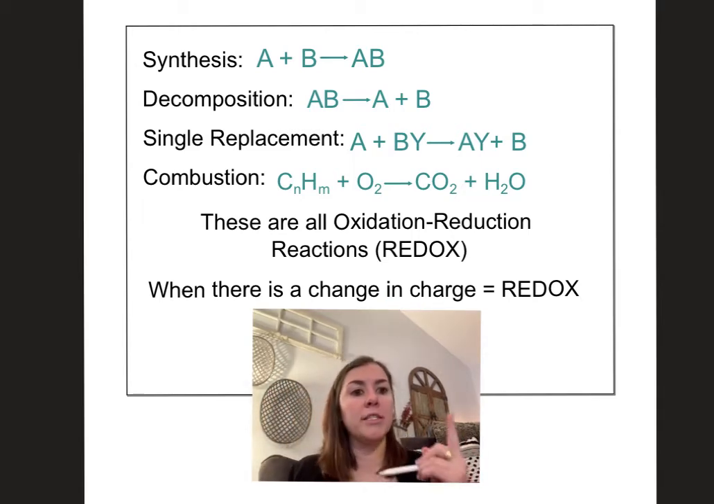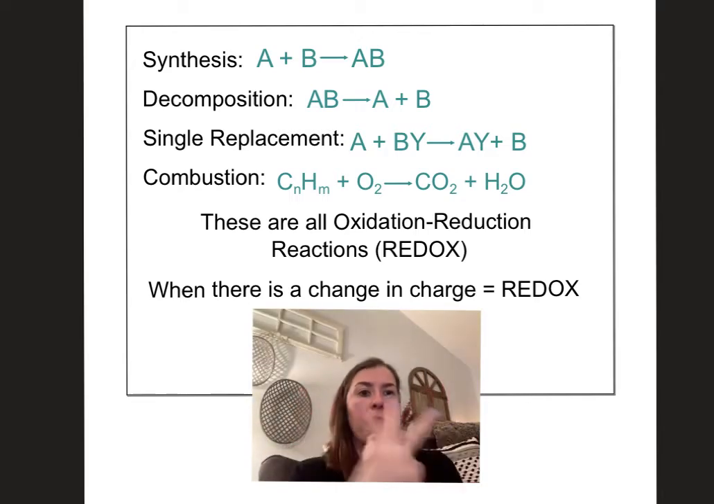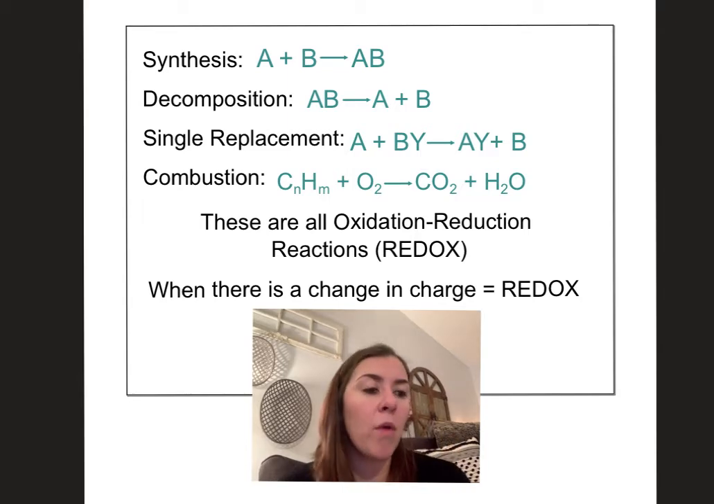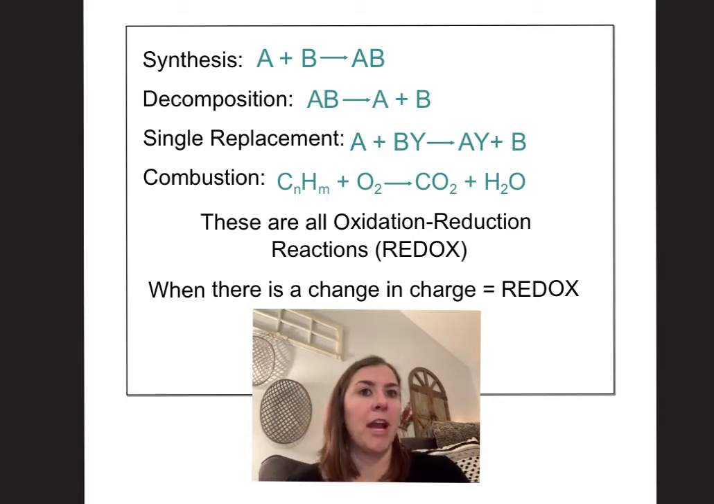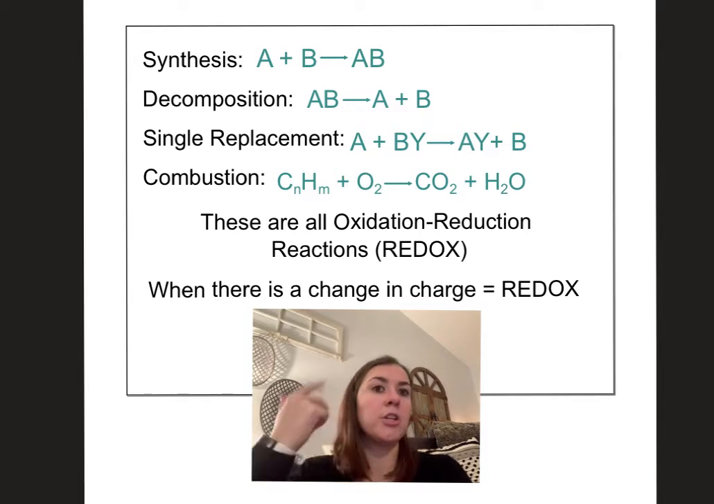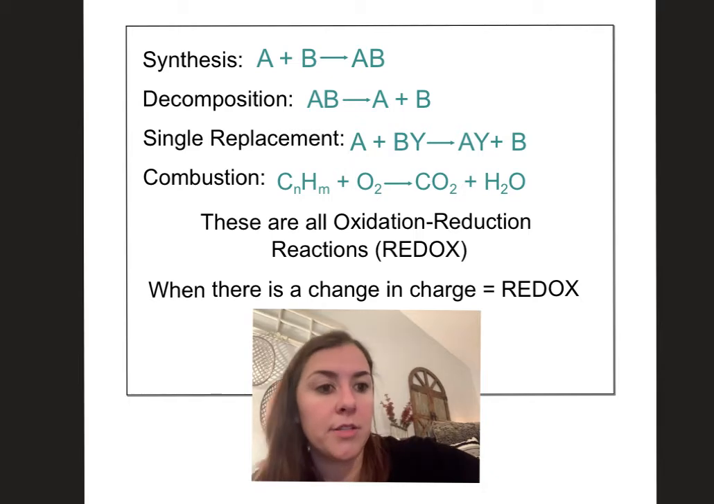Notice there is one type of reaction from regular chem that's missing, and that's a double replacement, where we have an ionic compound and an ionic compound and they trade partners. When we have a double replacement reaction, none of the atoms change charges, and so that is not considered a redox reaction, but synthesis, decomposition, single replacement, and combustion are all examples of redox reactions.